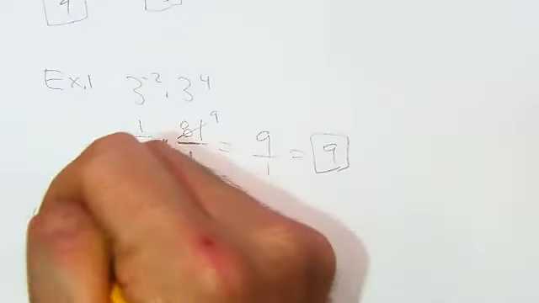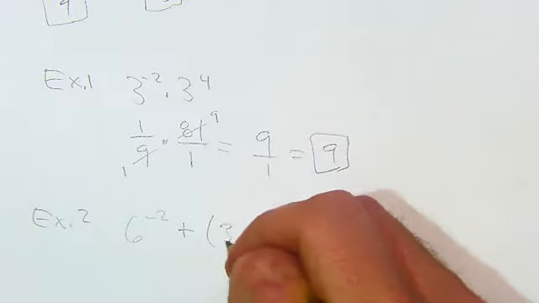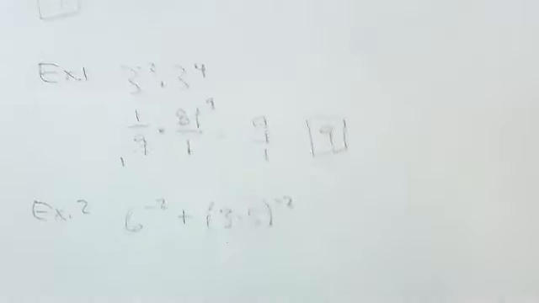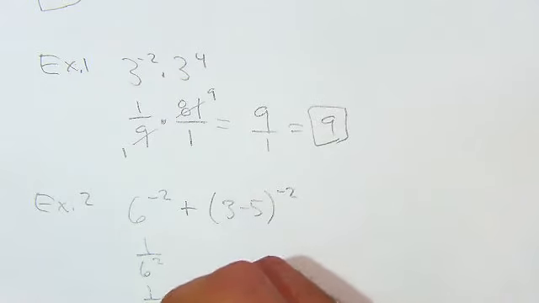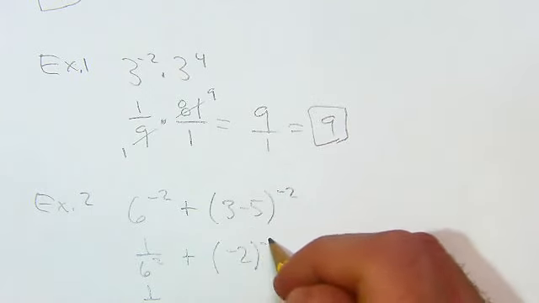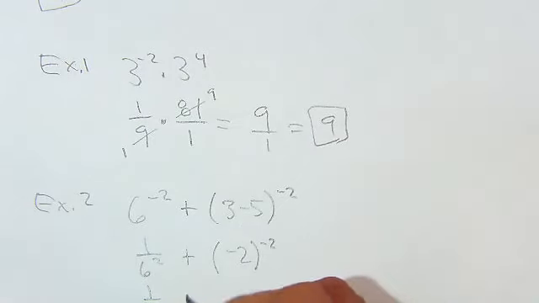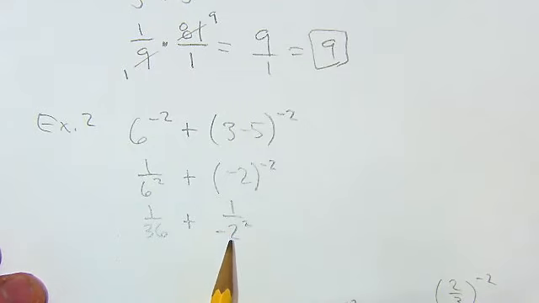Okay, example 2. What if it's something with adding? 6 to the negative 2 plus 3 minus 5 to the negative 2. All right. Now let's look at 6 to the negative 2 first. That's 1 over 6 squared, 1 over 36, right? This next one is going to be negative 2 to the negative 2. So it's 1 over negative 2 squared. I keep this the same. I just flip it to the bottom and make this a positive power in the bottom. So this still stays negative 2, but the power now is positive when I flip it in the bottom. So a negative power means flip it to the bottom, in other words.